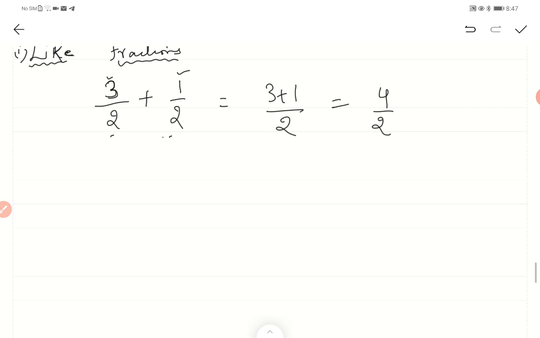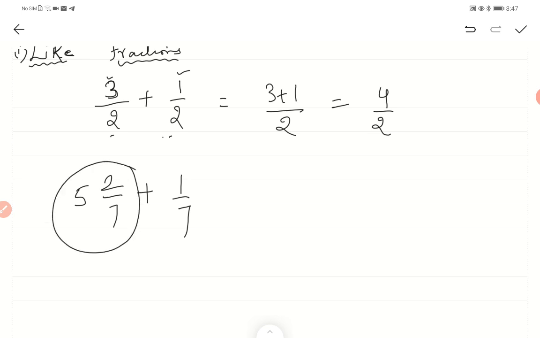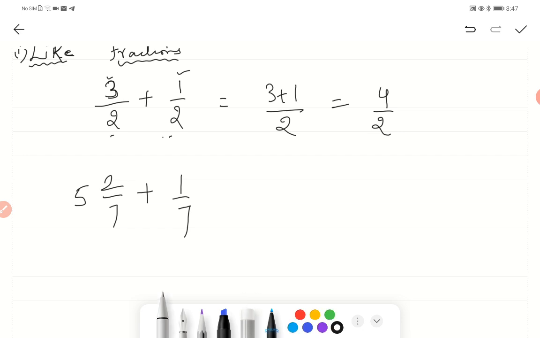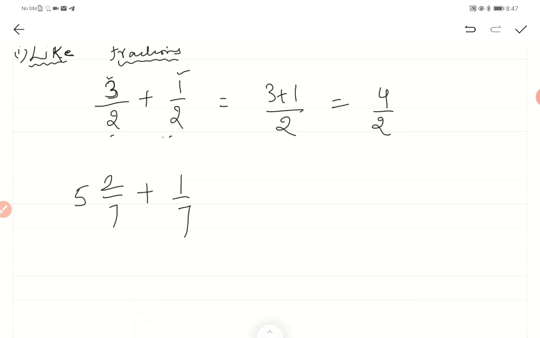Let me take one more example for your like fractions. If I have a mixed fraction like this and a normal fraction like this, how do you do it? First of all, you need to convert this mixed fraction into an improper fraction and then do the same operation. So this will be how much? 5 into 7 is 35, 36, 37. 37 by 7 plus 1 by 7.